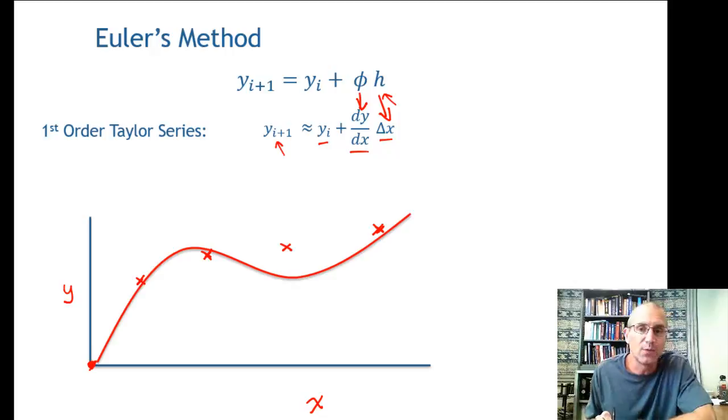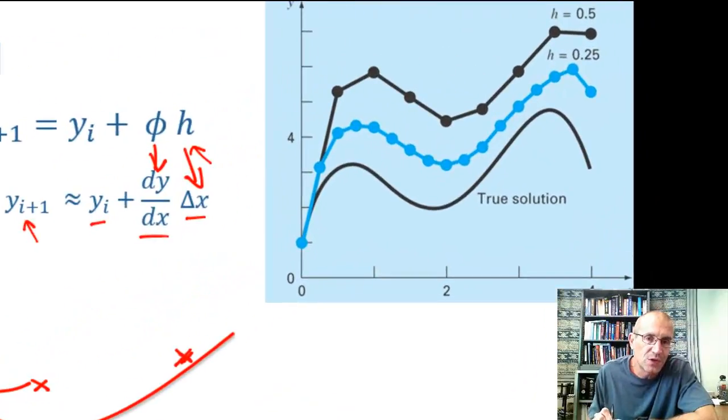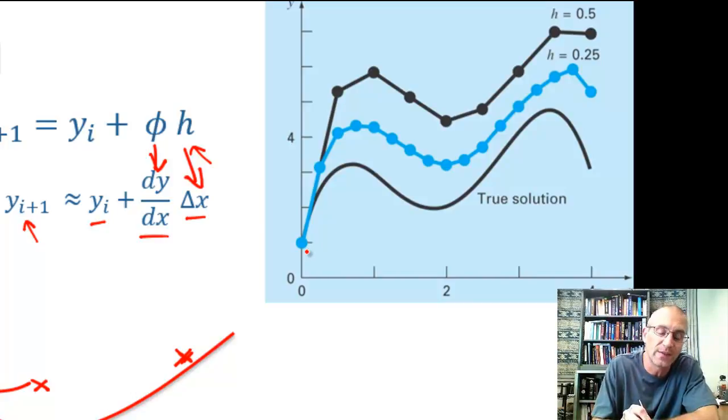Now, my actual function may have looked like this. And so what it turns out is that since I'm taking the first derivative at this point, maybe I overshoot it, and then maybe I undershoot it. And so your approximations of what that function should be are going to depend on how large your step size is. Here's a picture from the textbook that shows as you decrease the step size, you tend to get closer to the true solution because you're not as likely to step away from the function before coming back to it and evaluating what the derivative is.